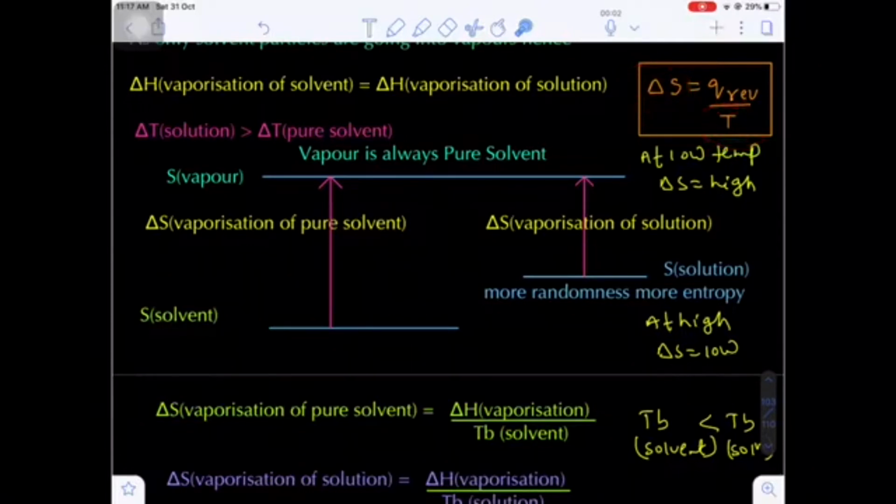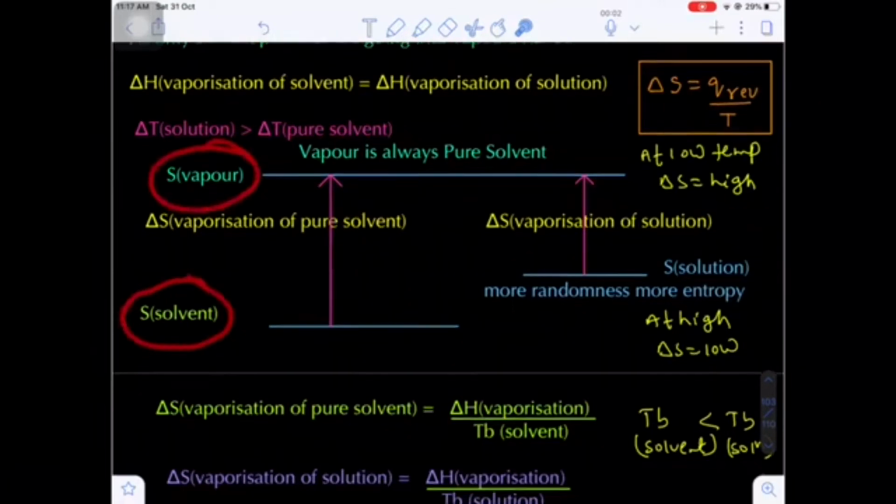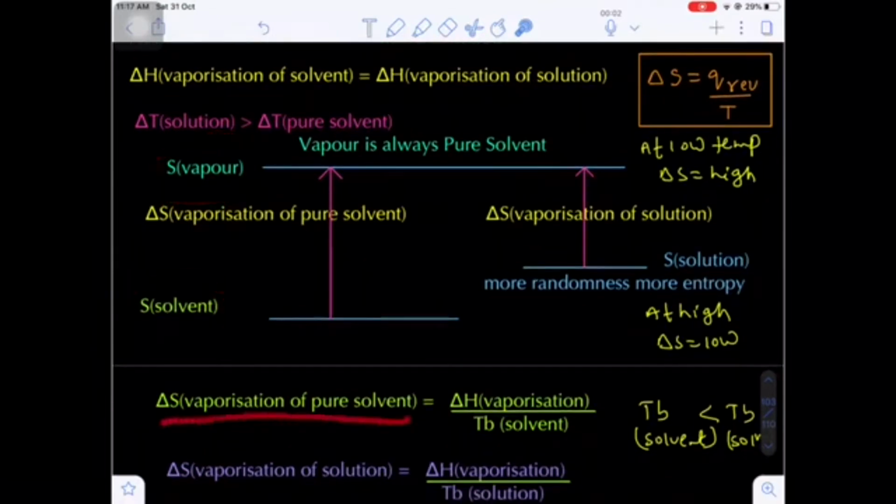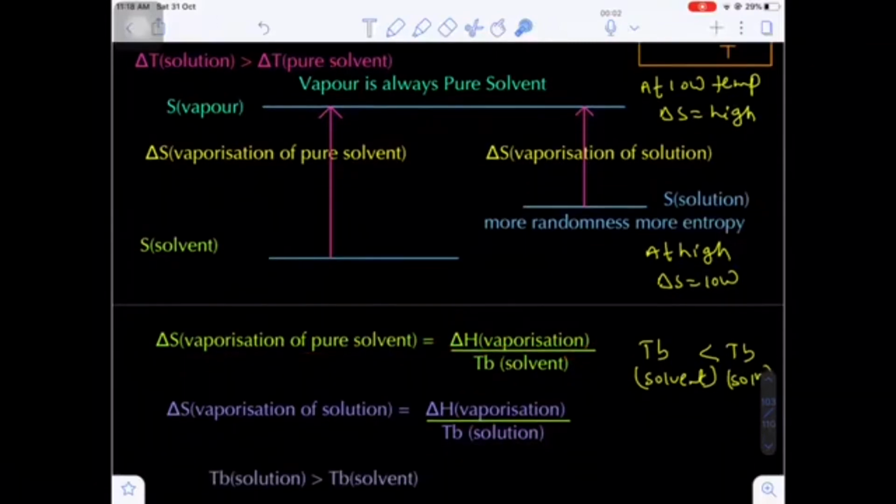Yes or no? Now you see in the first case, the solvent undergoes vaporization. The change in entropy during the vaporization of the solvent will be equal to delta H vaporization of the solvent divided by the boiling point of the solvent. Okay. And in the second case, the boiling of a solution. When the solution is boiling, the change in entropy will be equal to delta S vaporization of the solution. So delta S vaporization of the solution will be equal to the enthalpy of vaporization of the solution divided by the boiling point of the solution.